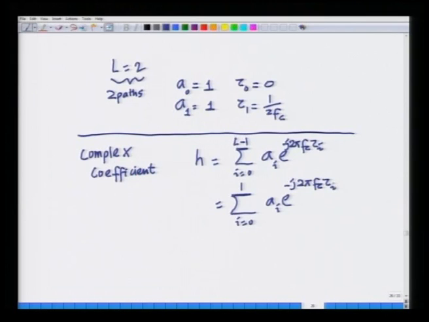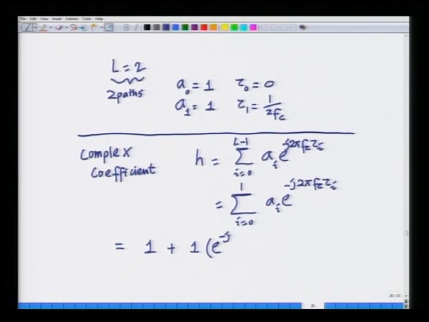Now, for the first path, this is A_0, which is 1 times e^(-j 2 pi fc tau_0). tau_0 is 0, so e^(-j 2 pi fc tau_0) is e^0, which is 1. So, this is 1 plus A_1 times e^(-j 2 pi fc tau_1). A_1 is 1, into e^(-j 2 pi fc times tau_1), where tau_1 is 1 over 2 fc. So, this is e^(-j pi). Now, you can see this value e^(-j pi) is minus 1. So, this is 1 plus minus 1, which is 0.